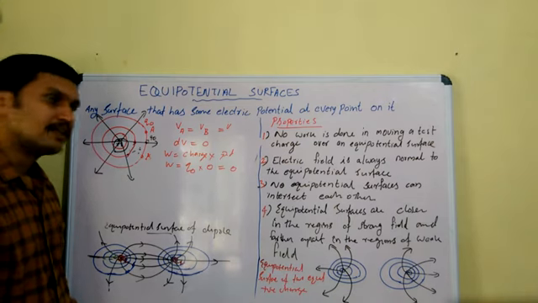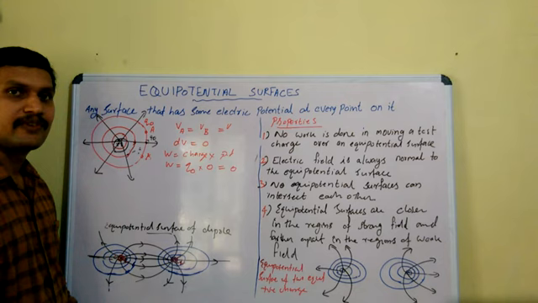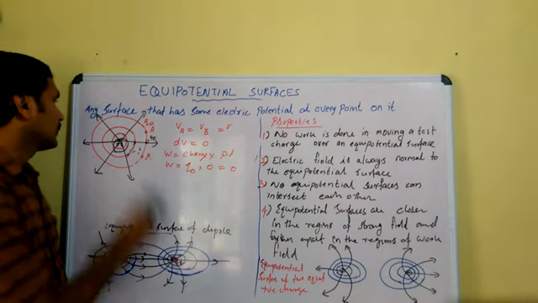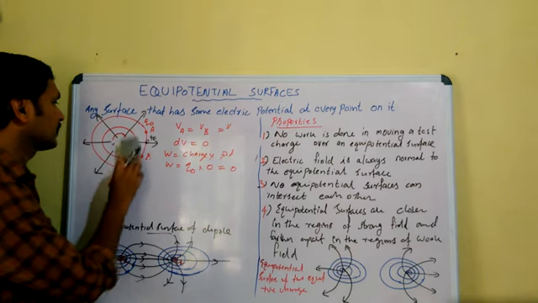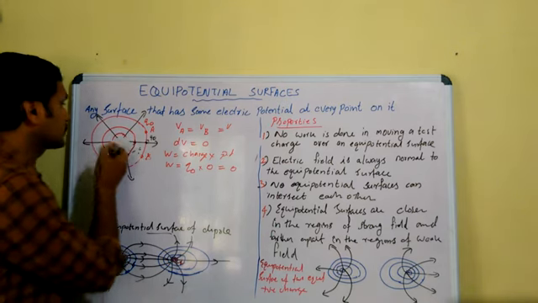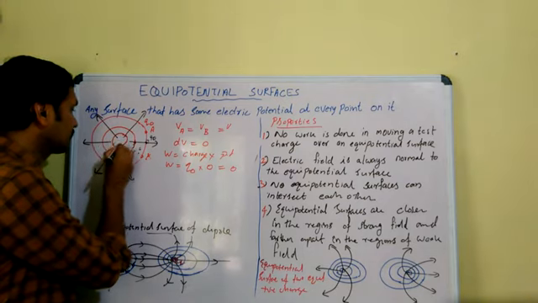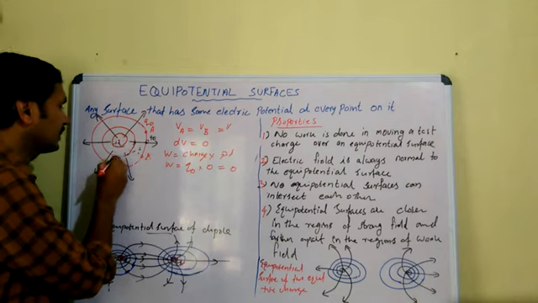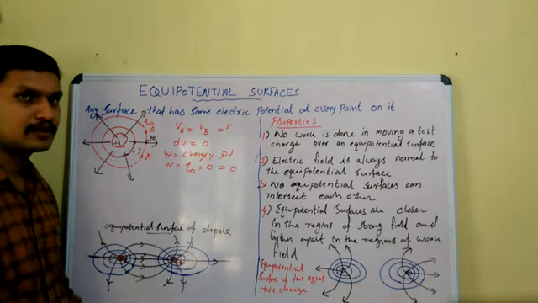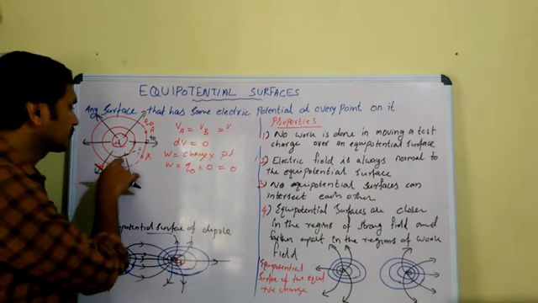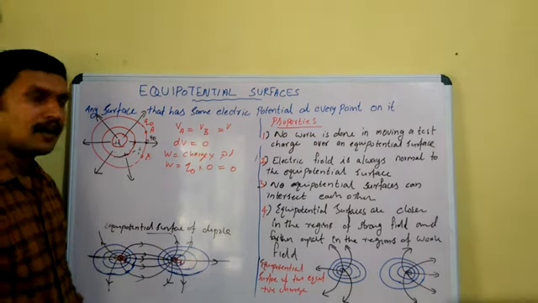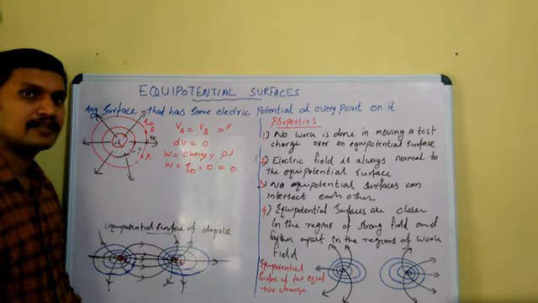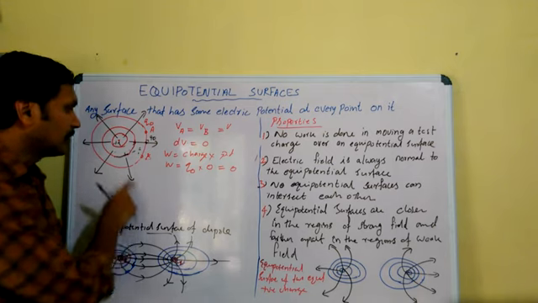Okay. Now see, another property of equipotential surfaces. When you are drawing equipotential surfaces for a point charge, the first surface I have drawn here is the first equipotential surface due to this point charge. And this is the second equipotential surface. We can draw many equipotential surfaces this way. And see that the distance between the equipotential surfaces increases as you move away from the charge.